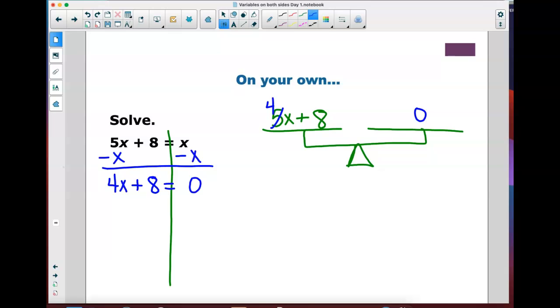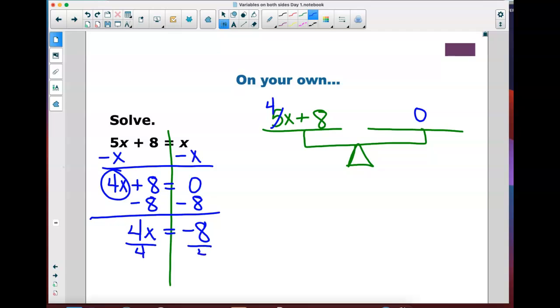How do I solve this? I need to get the variable and its best friend by itself. So how do I get rid of the plus 8? Minus 8 on each side. So 4x equals negative 8. Last step, divide by 4. X equals negative 2.